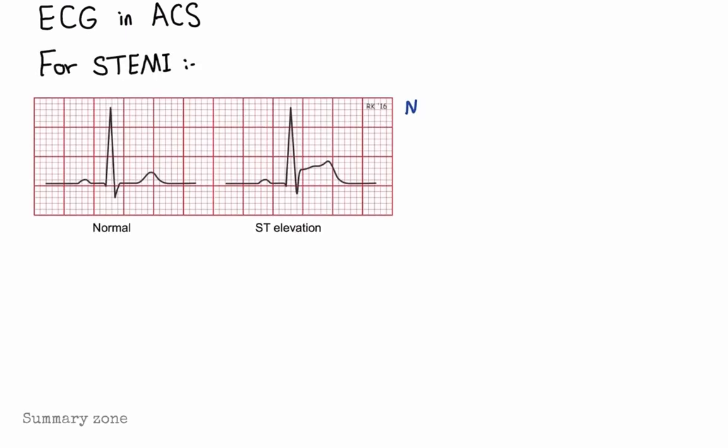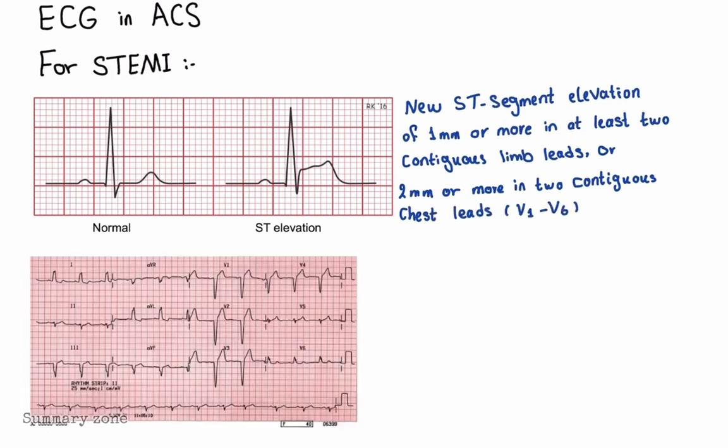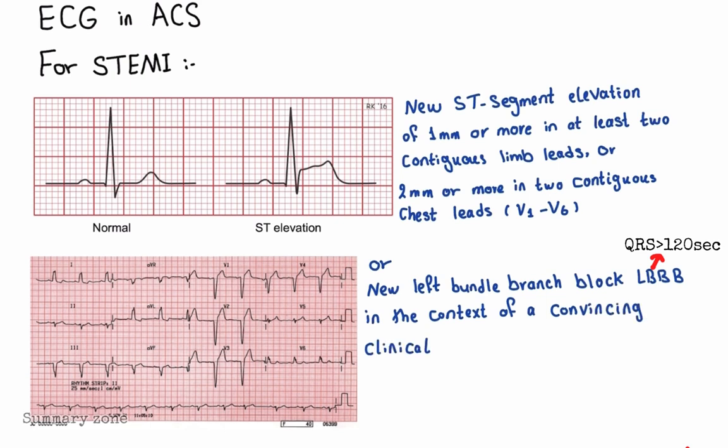Let's get specific about the ECG findings. For a STEMI, you're looking for one of 2 things: new ST segment elevation of 1 mm or more in at least 2 contiguous limb leads, or 2 mm or more in 2 contiguous chest leads, V1 to V6. Or a new left bundle branch block, LBBB, in the context of a convincing clinical history is considered a STEMI equivalent.